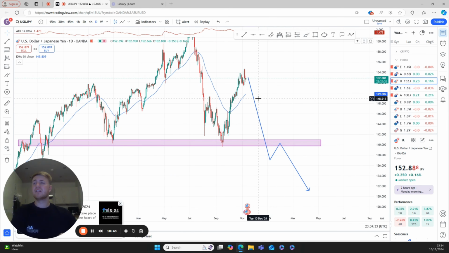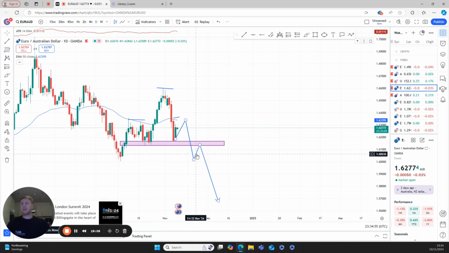Then let's have a look at the next, make myself a little bit smaller. Again, another head and shoulders. As you can see, we've got left shoulder, head, and we're waiting for the right shoulder to form, to break through this line of support, retest, and head to the downside again.